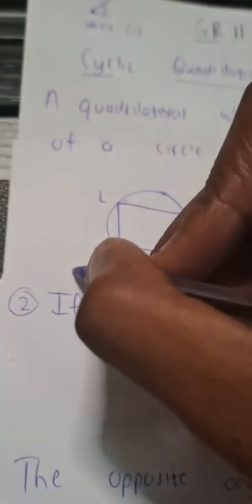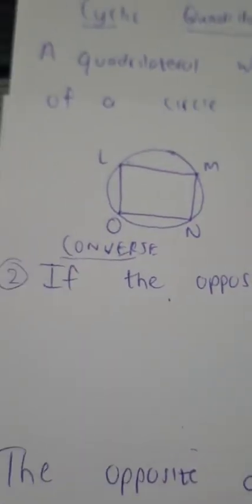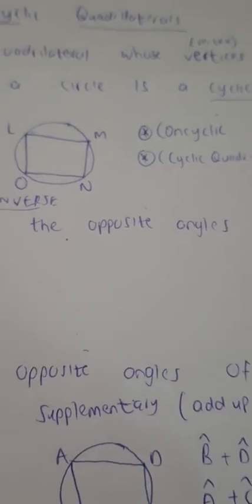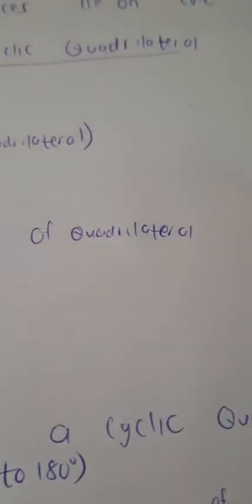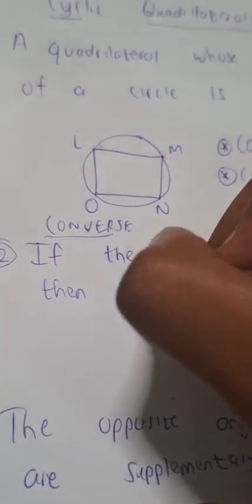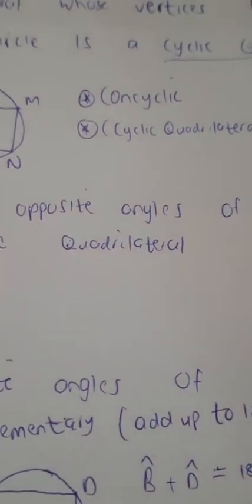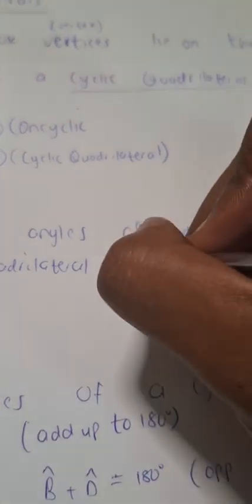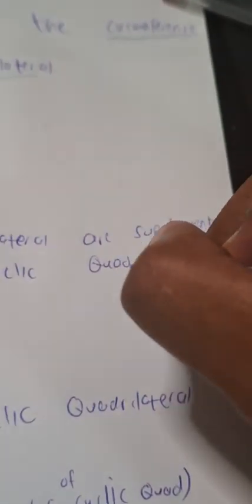Then this theorem has what we refer to as the converse of the theorem. And I just want to say from the get-go that the converse of this theorem is simply the reverse of what the theorem statement says. It says if the opposite angles of a quadrilateral are supplementary, then what? Then the quadrilateral is not just a quadrilateral, but is a cyclic quadrilateral.